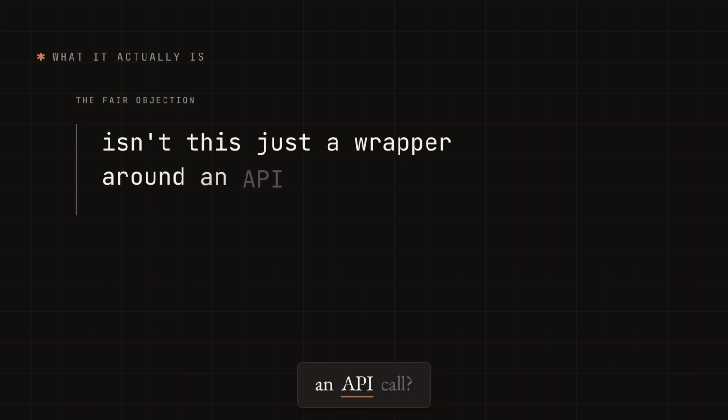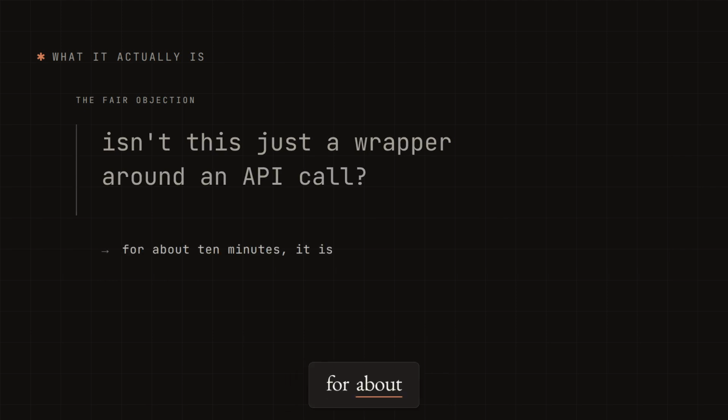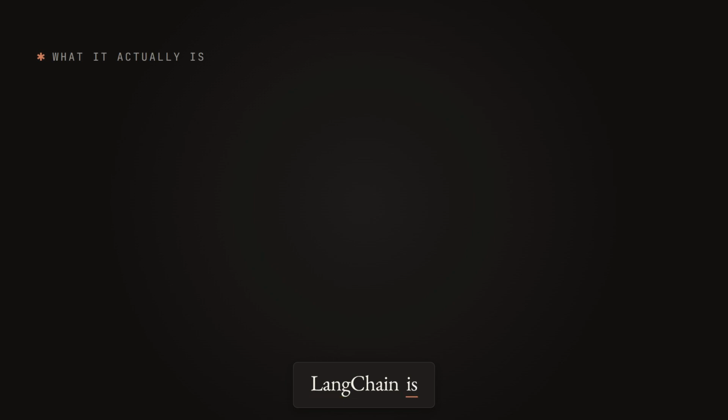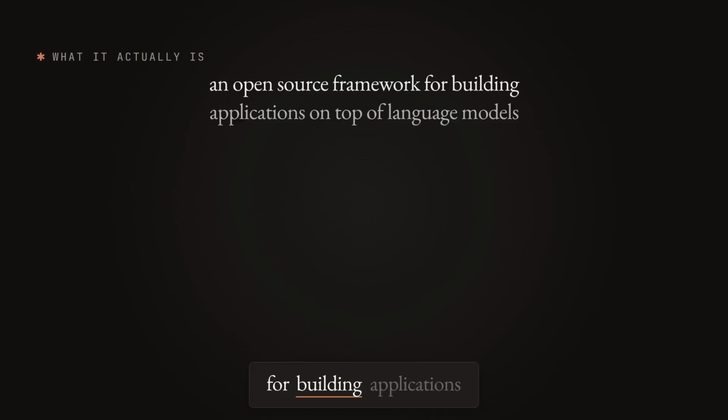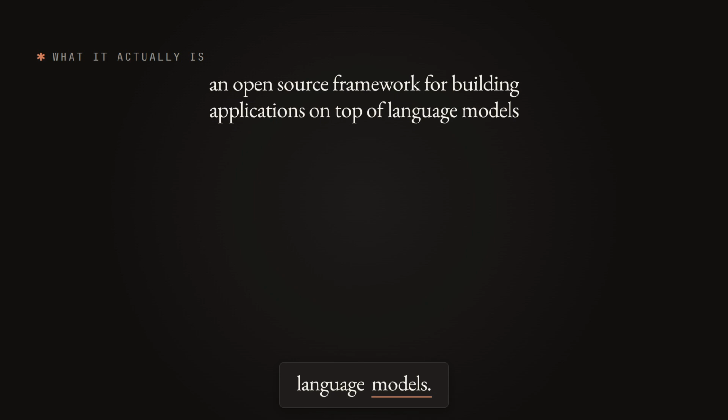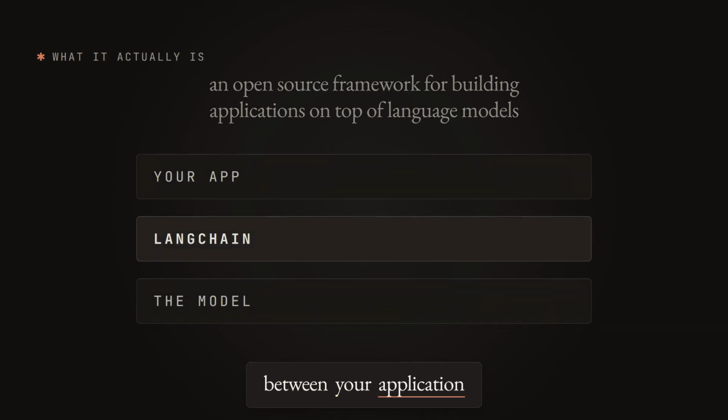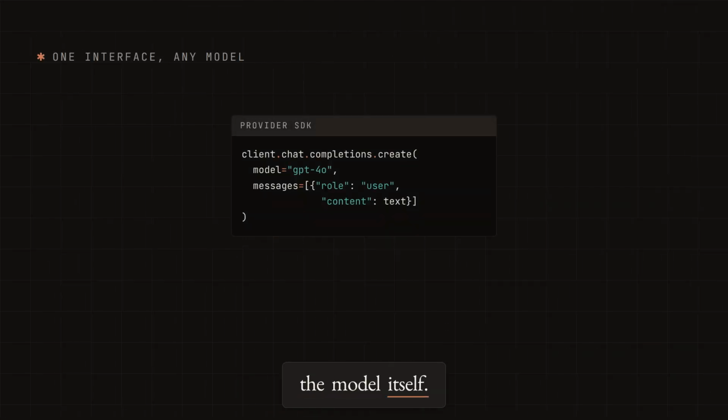And there is a fair objection here that I hear all the time. Isn't this just a wrapper around an API call? Honestly, for about 10 minutes it is. And if that is all you need, then that is all it is. LangChain is an open source framework for building applications on top of language models. It sits between your application and the model. Your app talks to LangChain, LangChain talks to whichever model you picked, and everything else in this video lives in that gap.